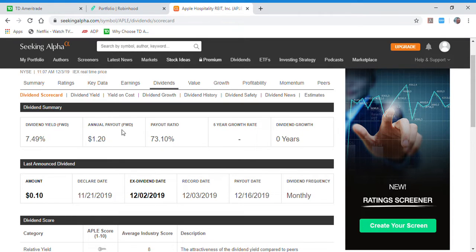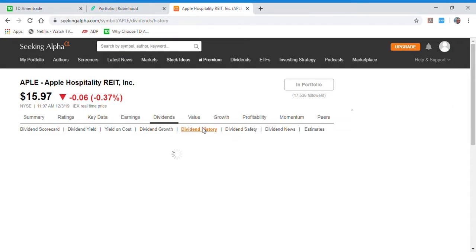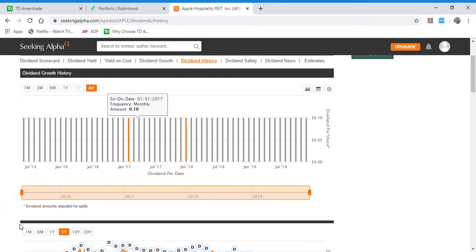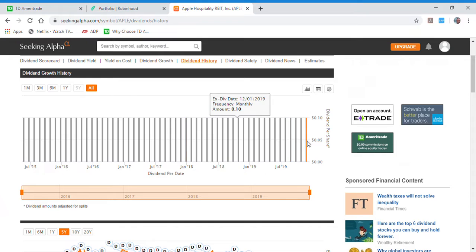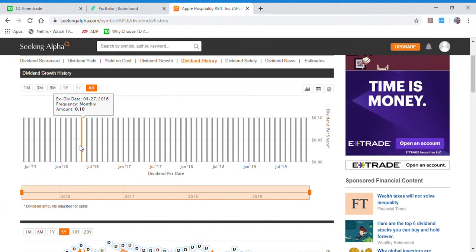Really good looking there. They don't show a 5-year growth. That's okay. I'm going to go to their dividend history. The researching is not hard if you know where to go. It started in July of 2015 all the way through current date. You can see, well, you're going to say, Dave, it doesn't grow. Real estate investment trusts, especially ones that pay monthly, usually don't show a lot of upward trend.